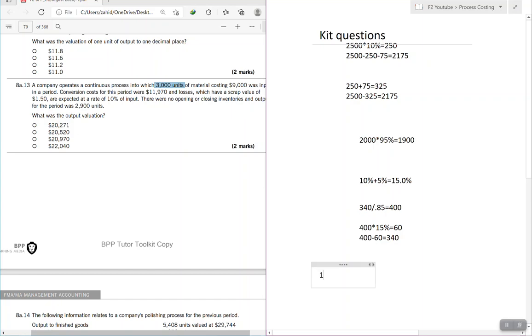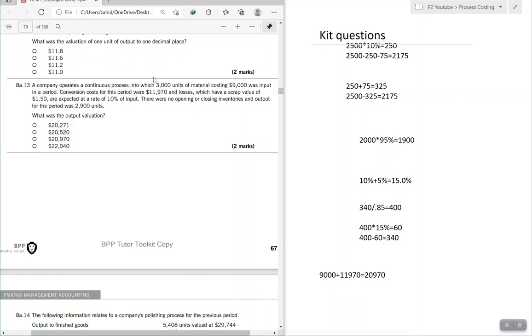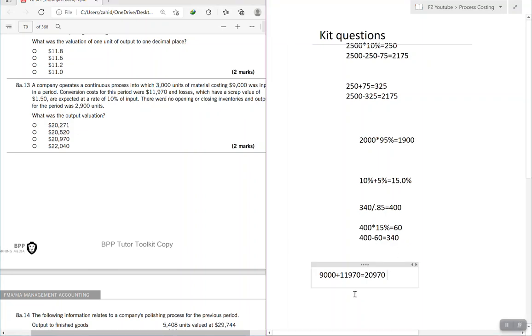So let's do this one. We have input. You can make a T account or you could just do it like this, whichever you like. But in a T account, you will make sure that both sides balance. If both sides balance, you will be confident that your calculations are correct. Otherwise, it is not 100% important to use a T account. Okay, we have conversion cost and material cost, which is 9,000 plus 11,970. We have 20,970 total cost of input. And we have 3,000 input units, and we have a normal loss of 10%.